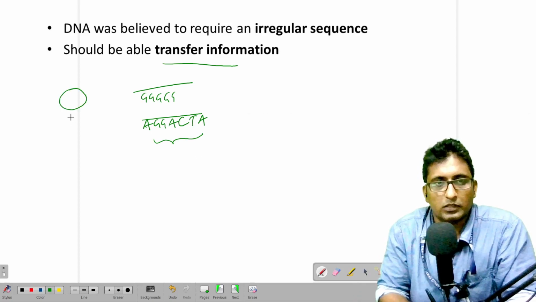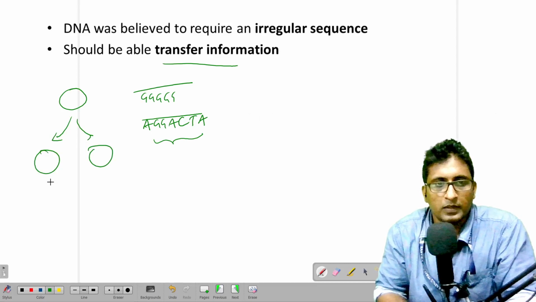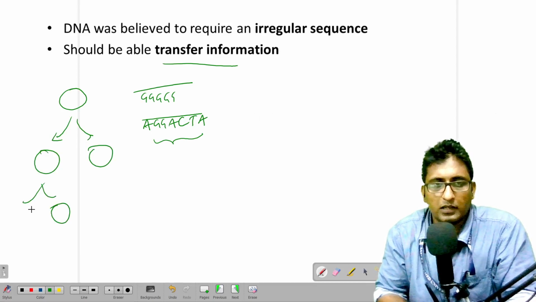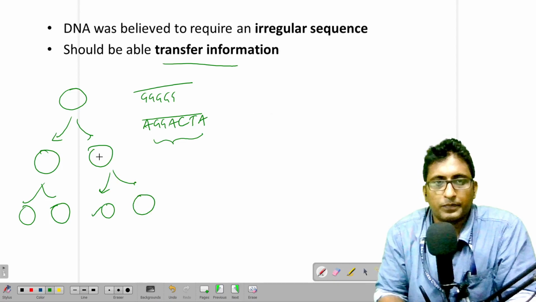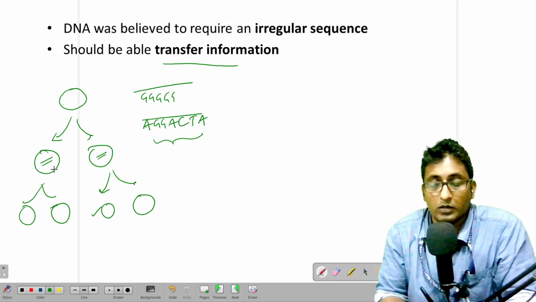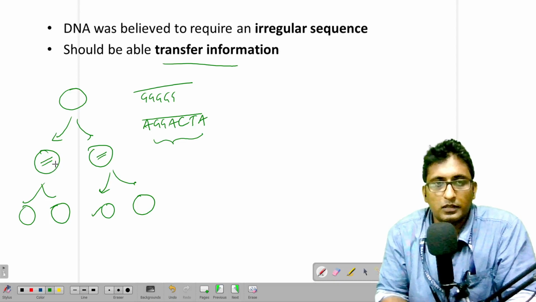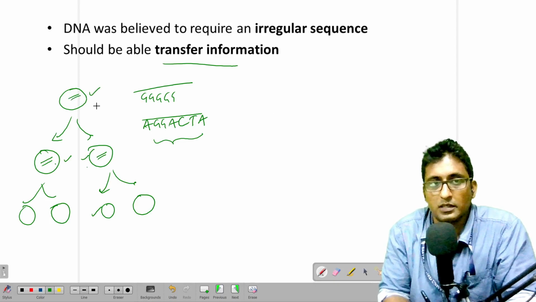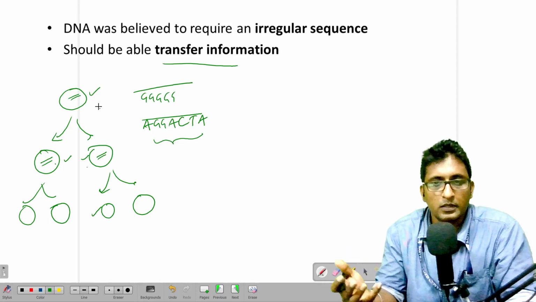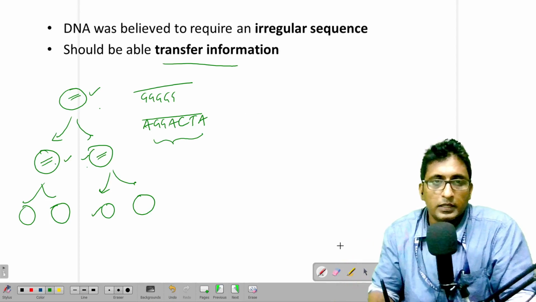Something similar to one cell giving rise to 2 cells, and they further can give rise to further cells. The information to make these cells should have been there. These daughter cells should have had the DNA or the genetic information. The two daughter cells in this generation can have it only if it has been derived from the mother cell. So the information should be inheritable.